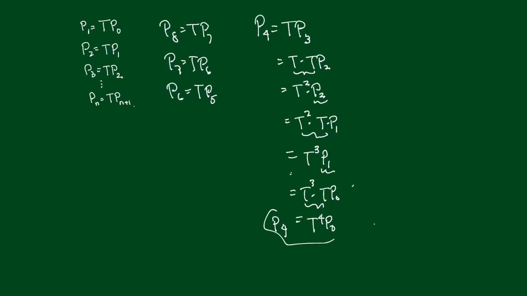So can you see this pattern here? If I want the fourth generation, what can I do? I can just raise the transition matrix to the fourth power and multiply it by the original state. So I'm going to make a general statement here. If I want any particular state, say the nth state, I'm going to raise the transition matrix to the nth power and multiply that by the original state.